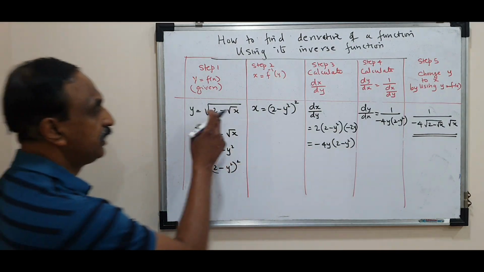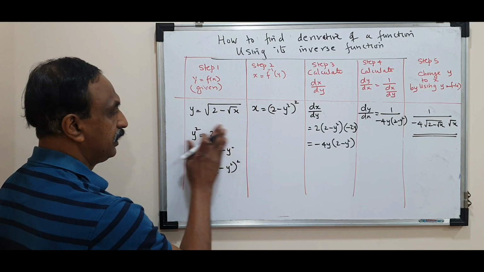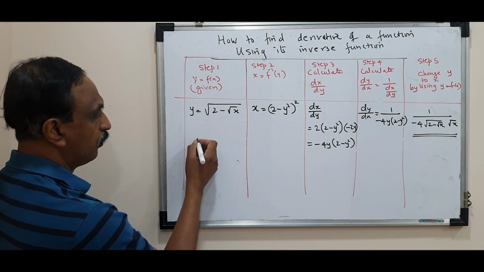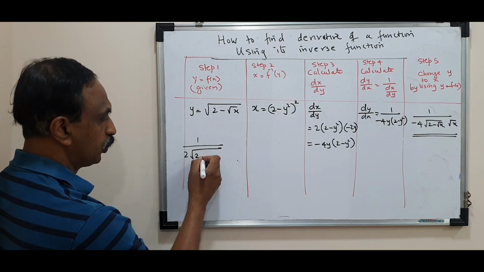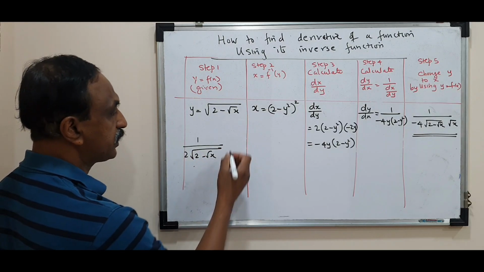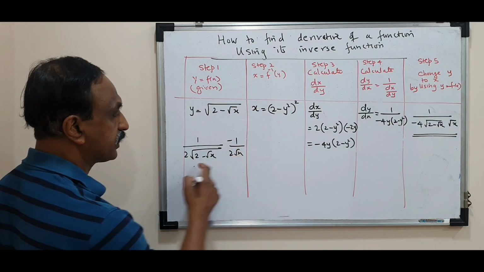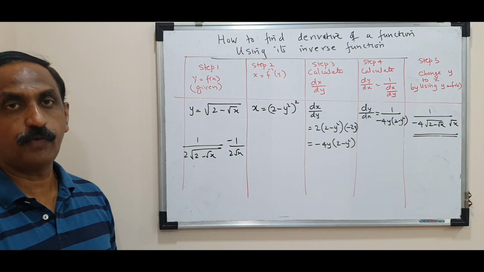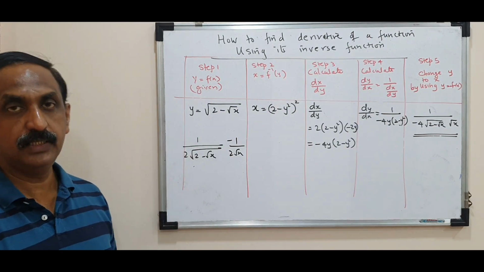Now check whether they both are equal or not. Let's check whether the derivatives are equal or not. What will be the derivative of y? 1 by 2 root 2 minus root x into the derivative of 2 minus root x, so minus 1 upon 2 root x. You can see exactly the same answer that you have got over here. So this is a way to find the derivative by using the inverse function.